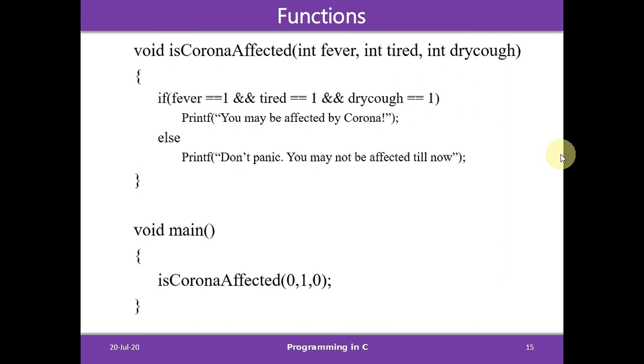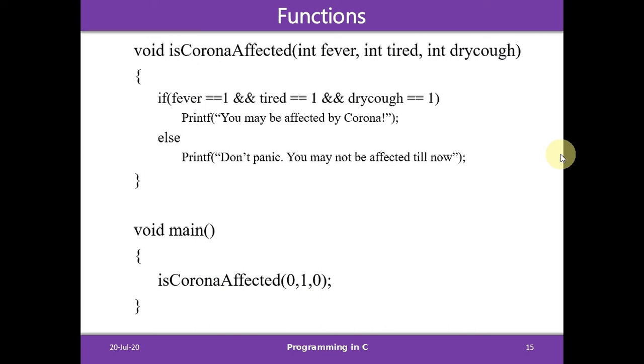Otherwise, if all these are not 1, someone may be feverish, and may have tiredness, but may not have a dry cough. In that case, the printf says, "Don't panic, you may not be affected till now." So the computer will tell you, don't panic, you are not affected just now.